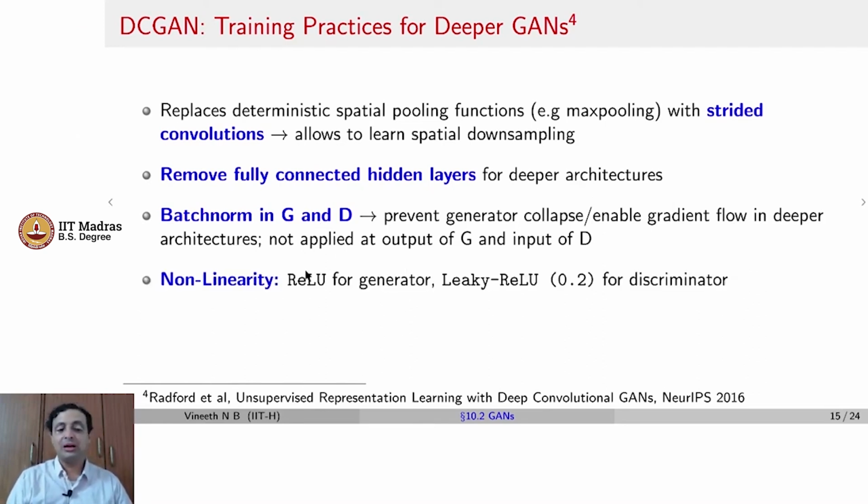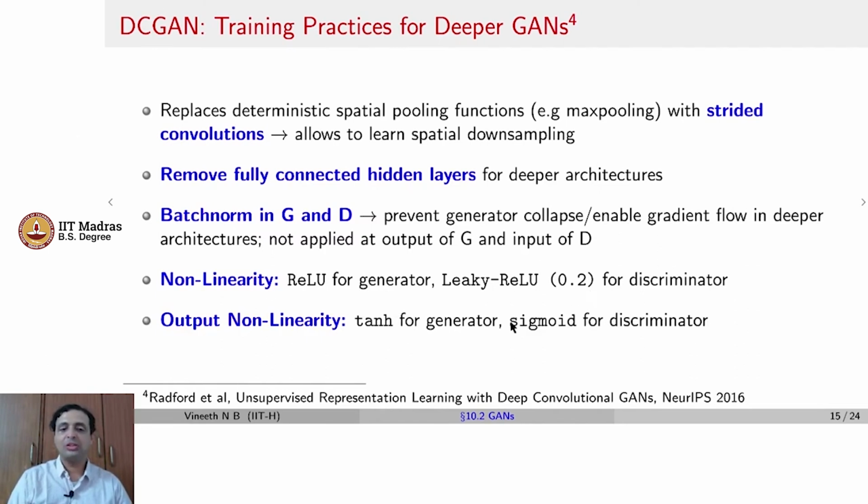It used a ReLU nonlinearity for the generator and a leaky ReLU nonlinearity for the discriminator. And finally, for the generator, it used a tanh nonlinearity as the final output of the generator. And as before, a sigmoid activation was used in the output layer of the discriminator. That's to say whether an input is real or fake.